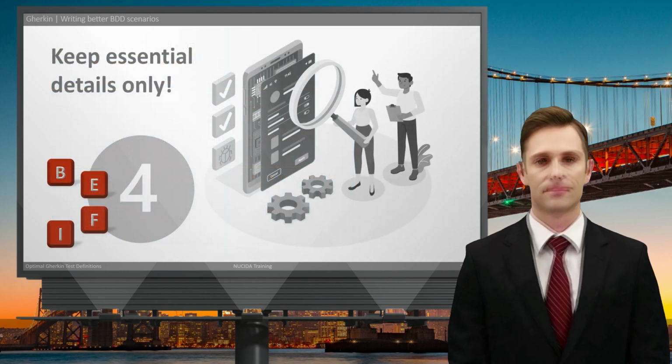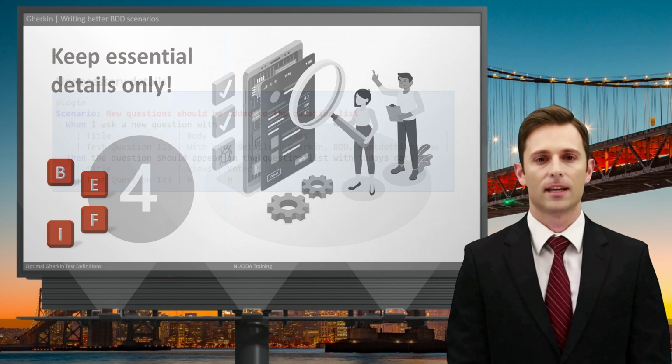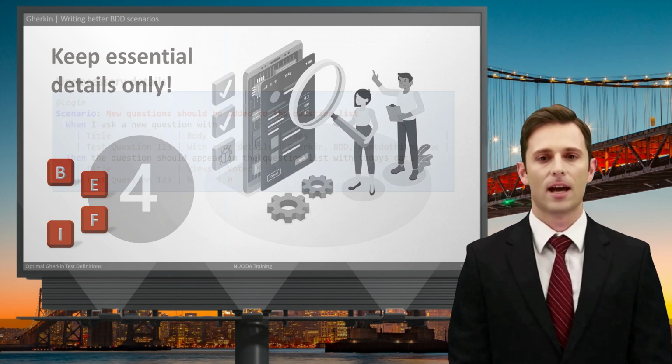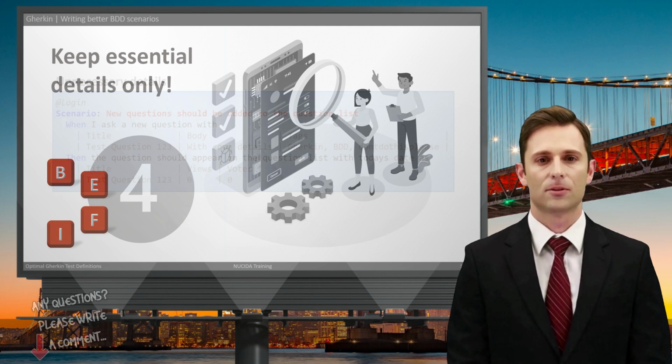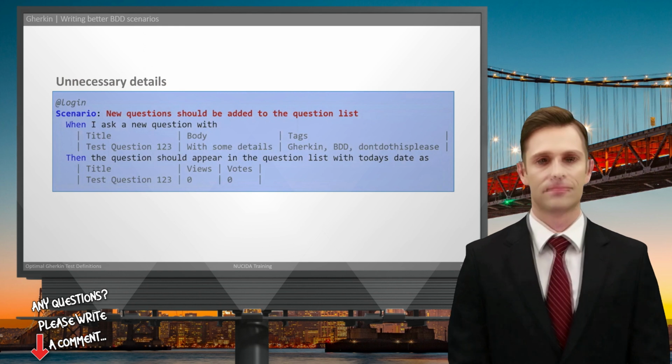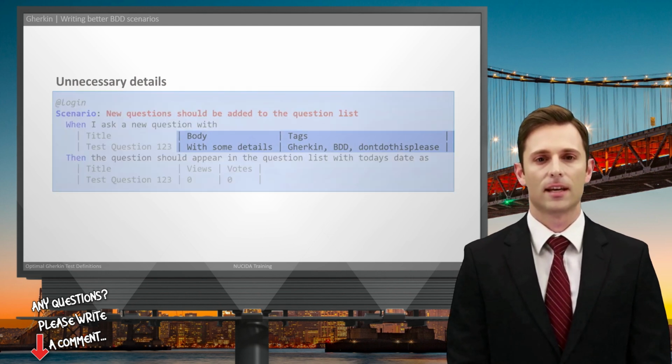Let's go for step number 4, which is nothing else than the letter E for essential. Keep the essential details only. This is what we would like to see here. Fortunately, in this scenario there are not so many details. However, you can still see that it also states what the body and the text of the individual questions should be. Unfortunately, these details are not interesting for us in this scenario. We don't want to make an assertion for it or make any verification on that. Of course, we must submit some text, because otherwise maybe the form cannot be submitted, but we don't care about the details, really.